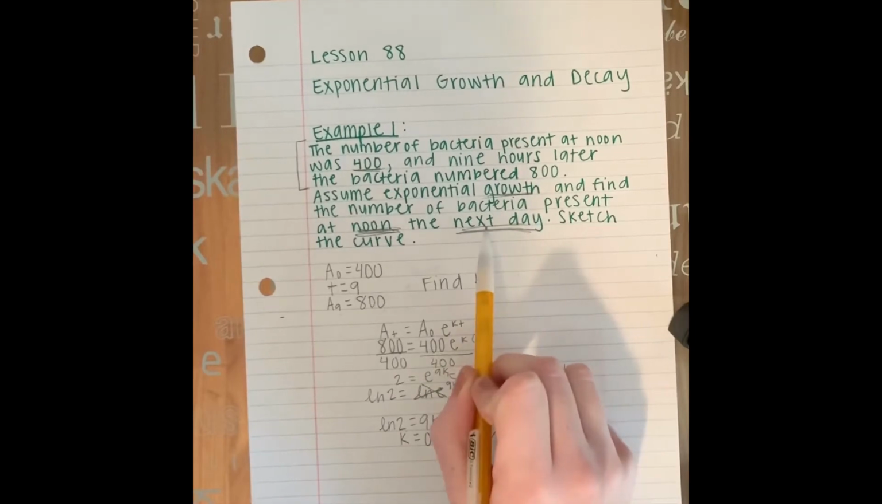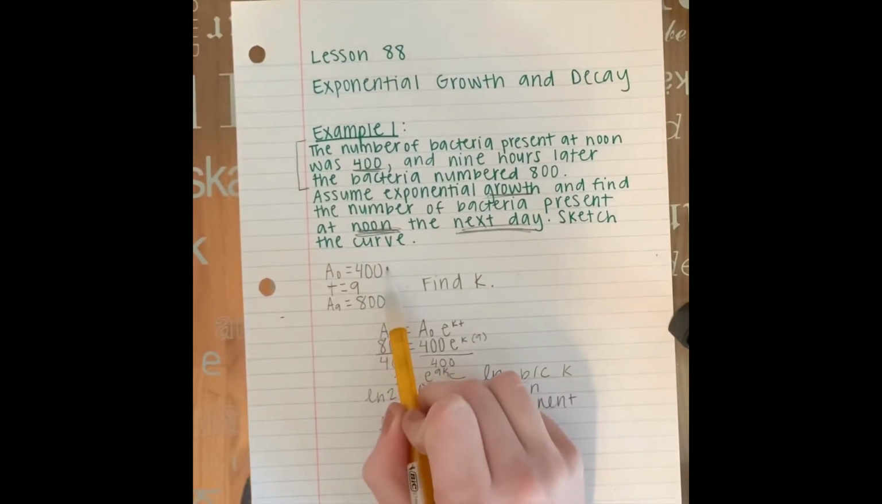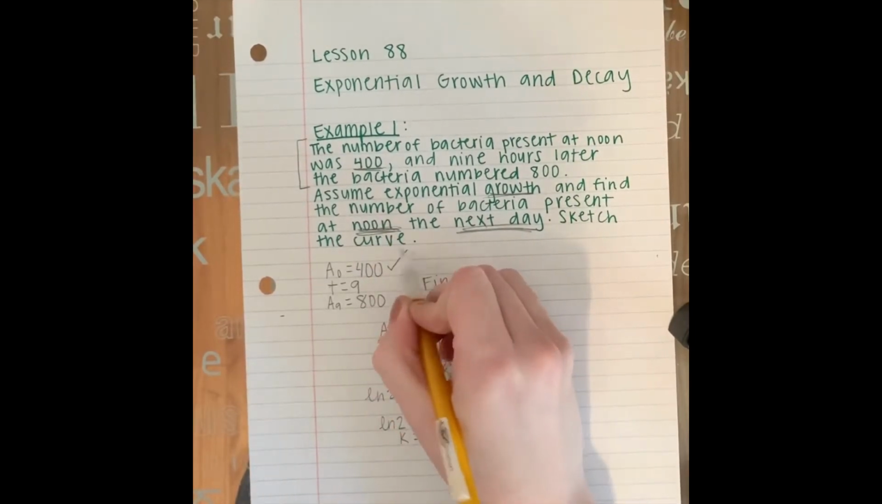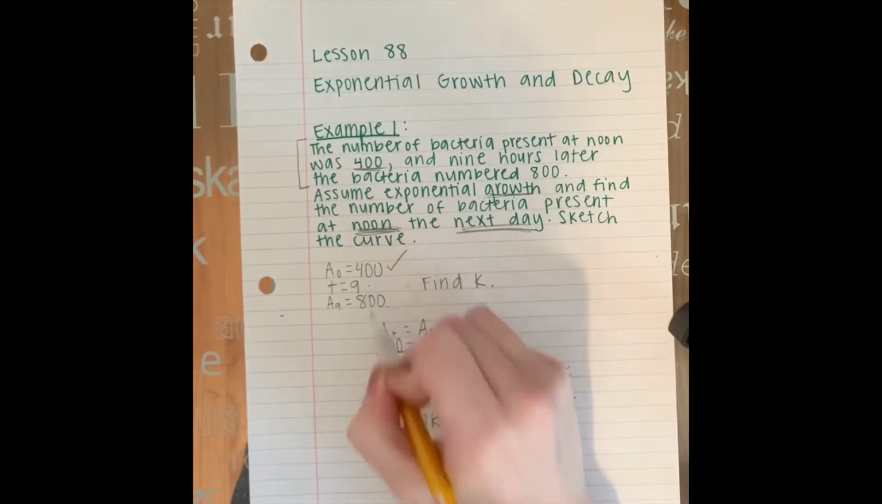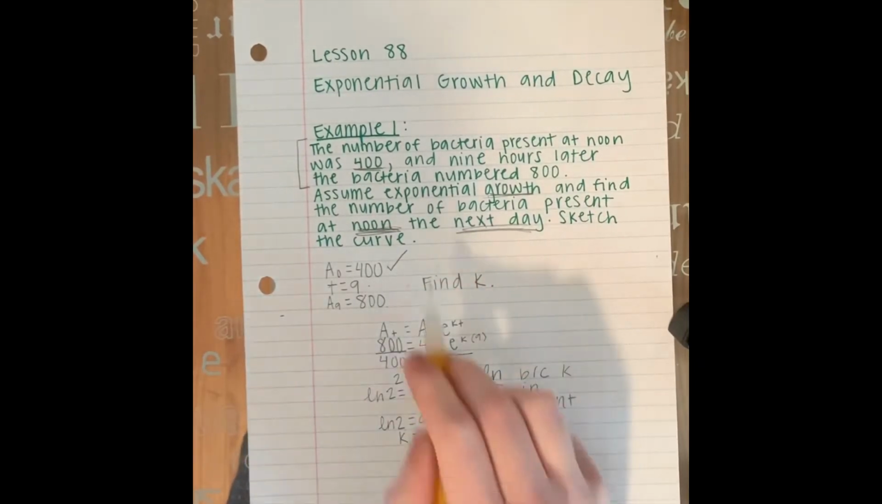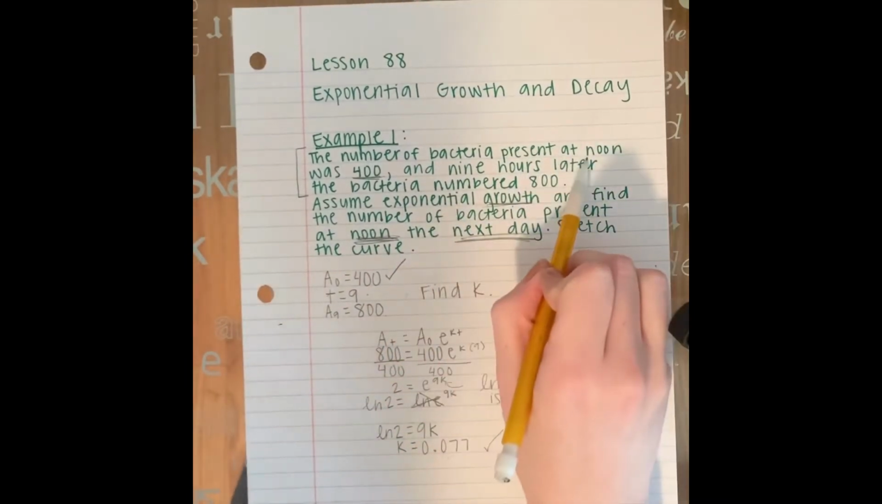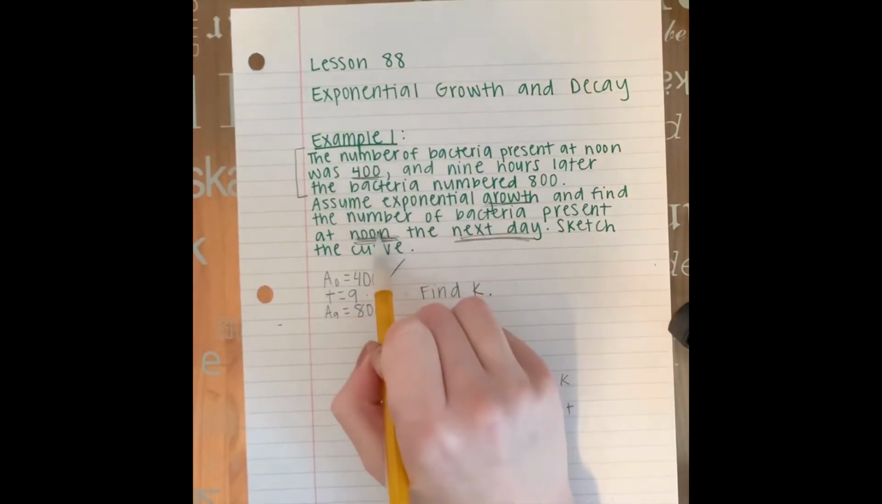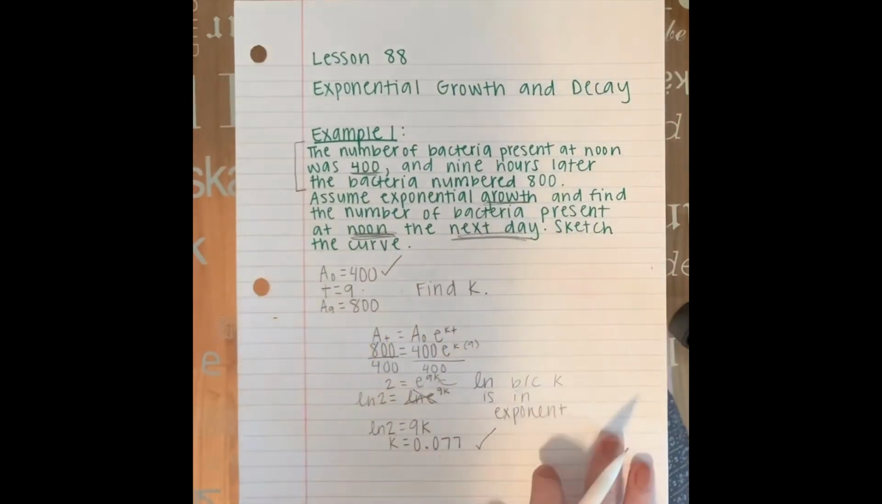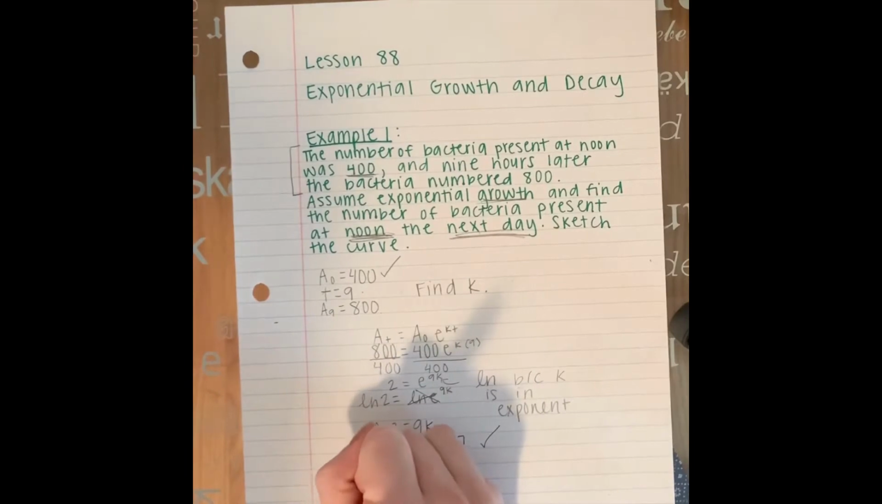So what would the time elapsed be? My original amount is going to stay the same. My time is going to change. My amount is going to change because it wants to know the amount. My k is going to stay the same. So what would my time be? If I'm starting at noon and I want noon the next day, my time would be 24 hours.